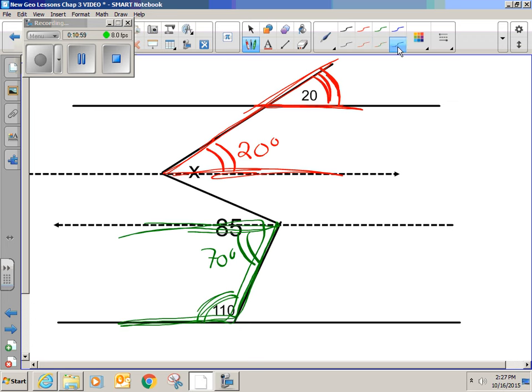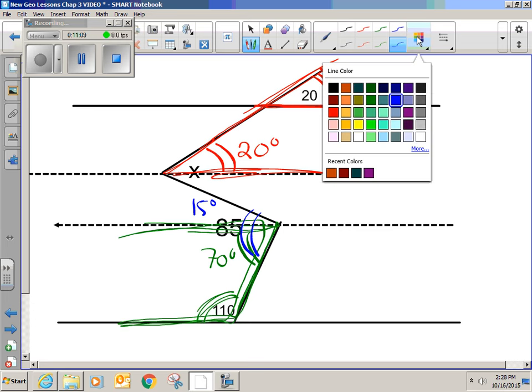Hey, if this whole angle here in blue was 85, and the green piece down below was 70, that leaves me 15. Now I got one more pair of alternate interior angles. I'll do those in turquoise. We see the big turquoise alternate interior angles right there. Why didn't that go away? I don't know, but that's okay. So that's 15, which means that's 15. So now it looks like x is going to be 20 plus 15. X is equal to 35 degrees.